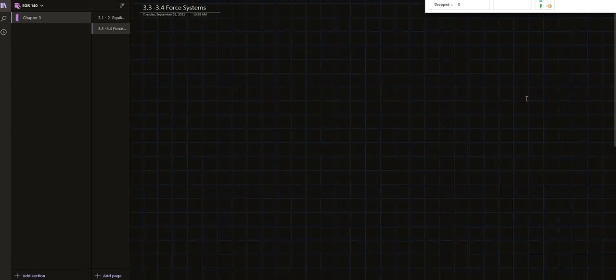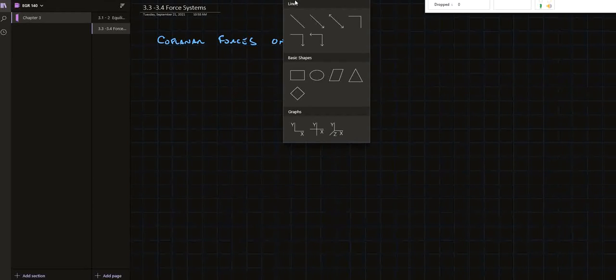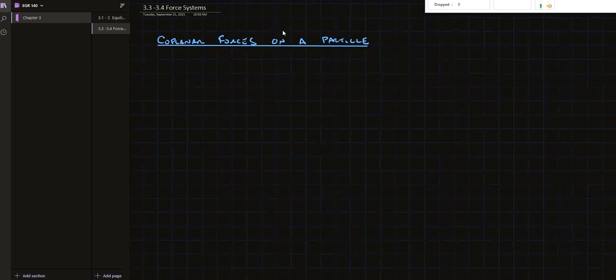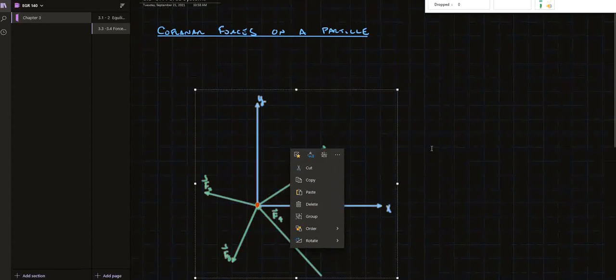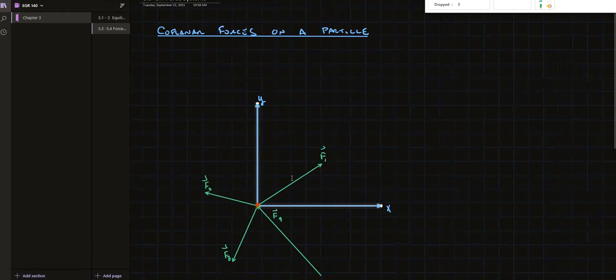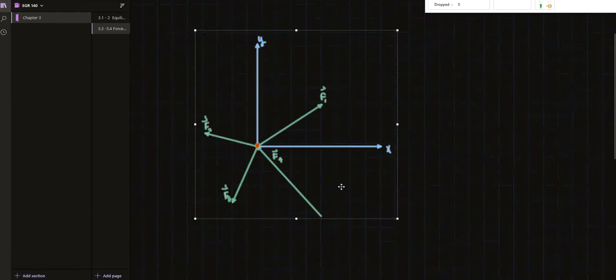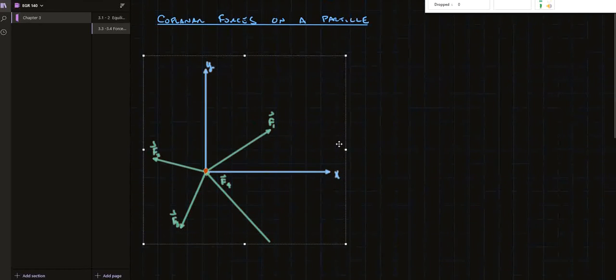Okay, let's talk about coplanar forces on a particle. So, we have a particle. We could have any number of forces on it. A situation like this. Here, we have a coplanar situation with 4 different forces on this particle.